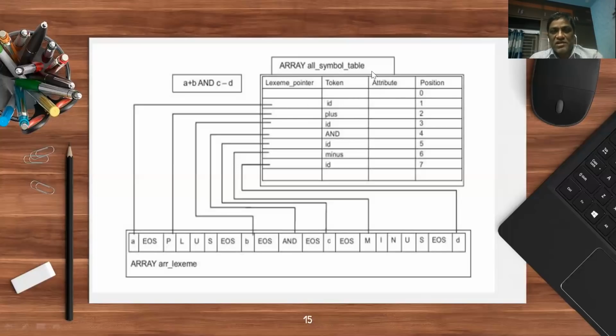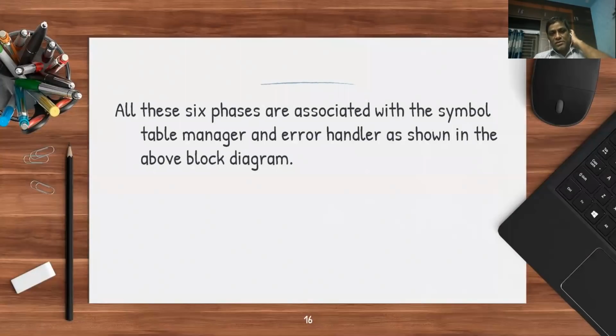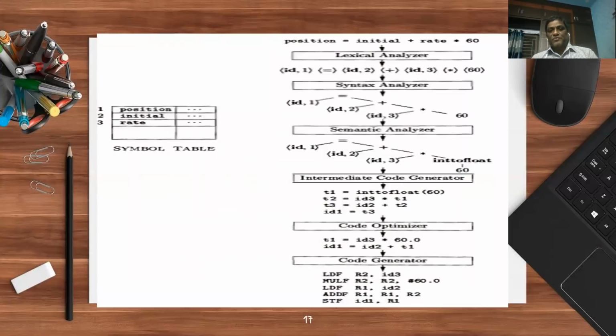So it contains all the information about the tokens in each statement and what the values are: positions, attributes, initial values, and so on. That is what the symbol table is used for. All the phases are associated with the symbol table manager and error handler, as shown in the diagram that we already discussed. Now, let us go through this example to understand how exactly it happens in the compiling phases.